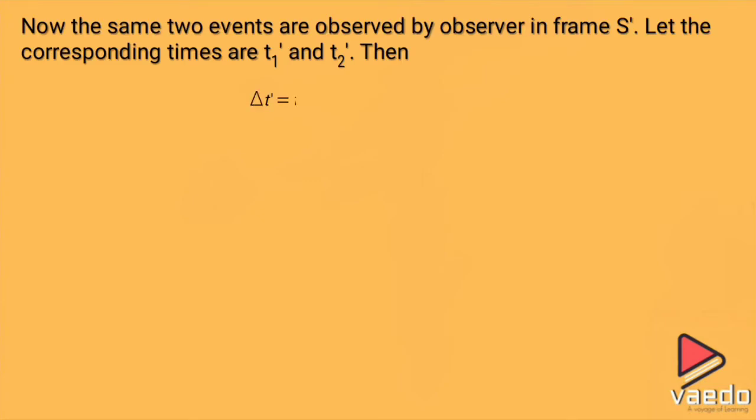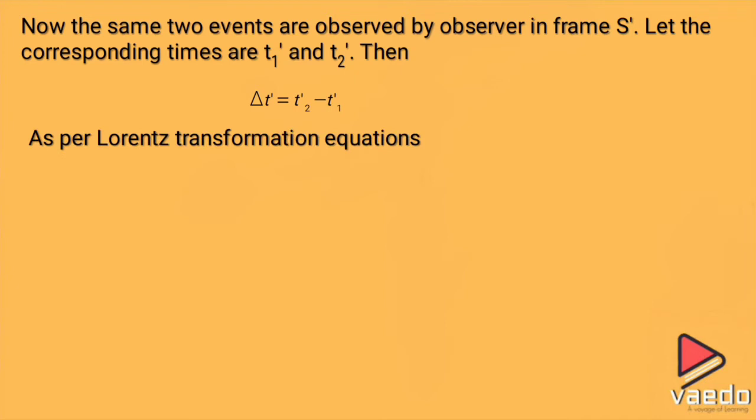In the second situation, the time interval measured by the second observer, meaning the observer in the second frame of reference, is delta t prime, which equals t prime 2 minus t prime 1. So as per the Lorentz transformation equation, if we consider the transformation of time, as we have already derived in the Lorentz transformation part, t prime equals t minus vx over c square over square root of 1 minus v square by c square.